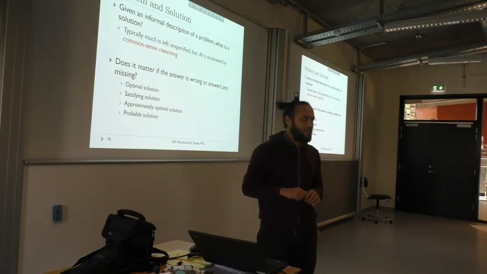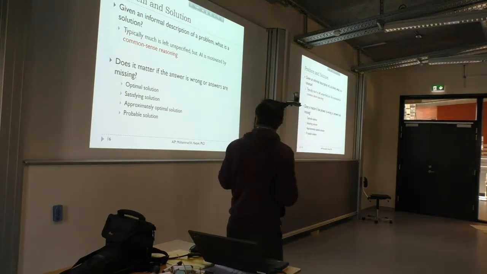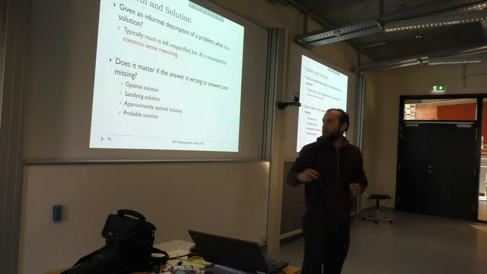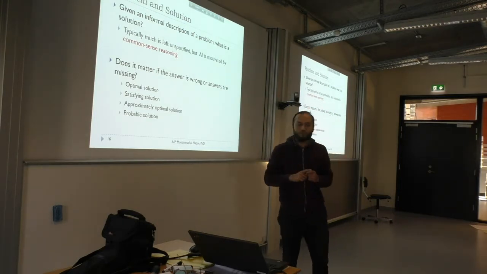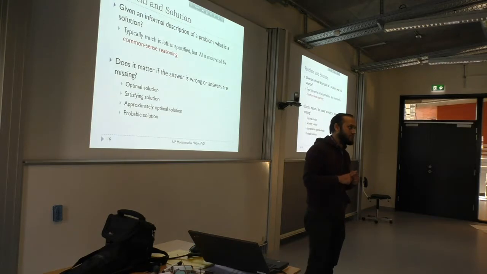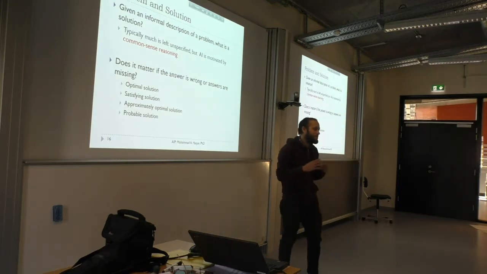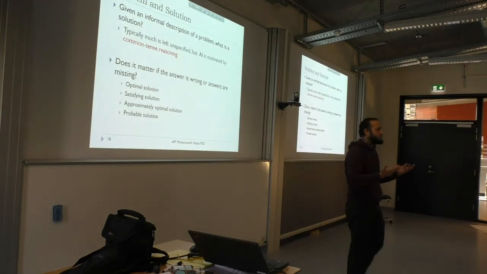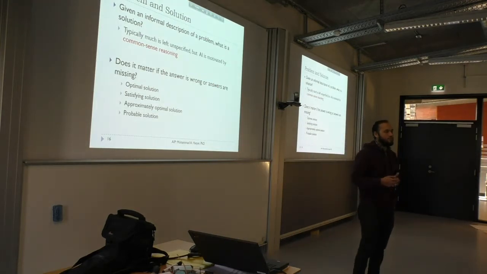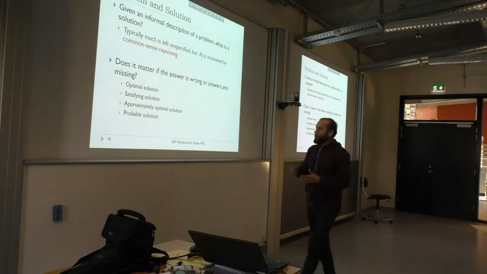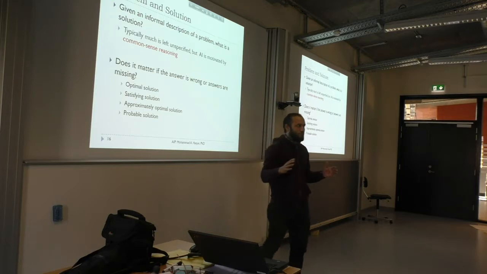But that can have many different kinds. It can be an optimal solution, it can be a satisfying solution, it can be an approximately optimal solution, it can be a probable solution. Do you understand these terms? Because these are actually just normal English terms. The way you perceive these things, that is actually the explanation for this. Optimal solution is the best solution.